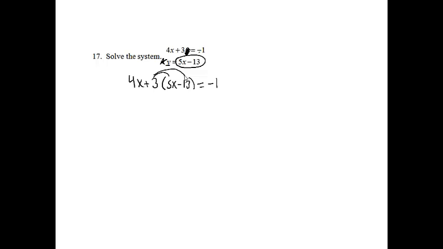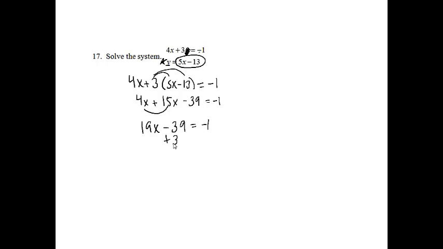I'm going to distribute the 3 to both parts. So I'll have 4x plus 15x minus 39 equals negative 1. I'm now going to combine like terms. 4x plus 15x will be 19x minus 39 is equal to negative 1.